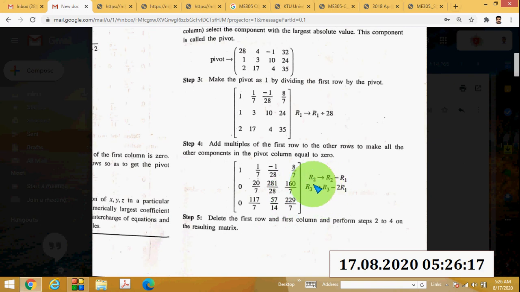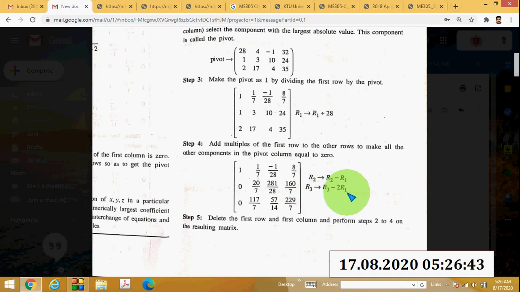Then the next is I will change R2 tends to R2 minus R1. This is the second row, R2 minus R1. So you will get a matrix like this. R2, the second row, is 1, 3, 10, 24, and this is the first row. So R2 tends to R2 minus R1. 1 minus 1 is 0, then this thing minus this thing, and you will get this value.